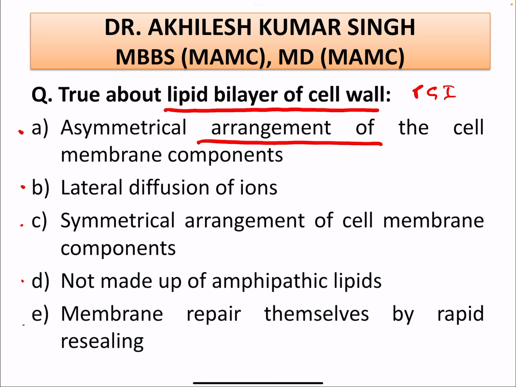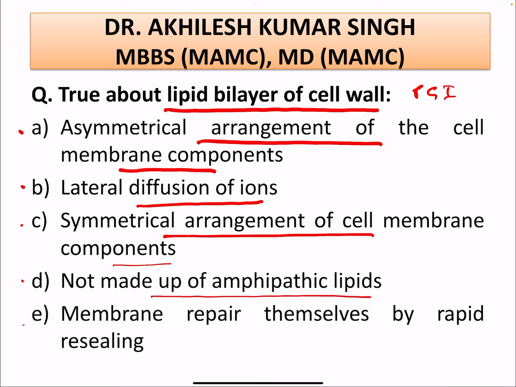Option A, asymmetrical arrangement of the cell membrane components. B, lateral diffusion of the ions. C, symmetrical arrangement of cell membrane components. So A and C are just opposite statements. D, not made up of amphipathic lipid. E, membrane repairs itself by rapid resealing. Let us look at these options one by one.